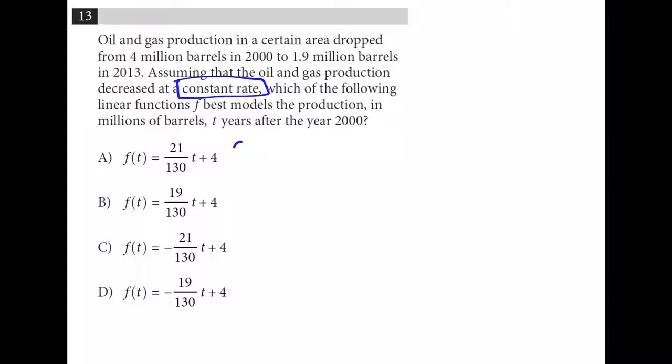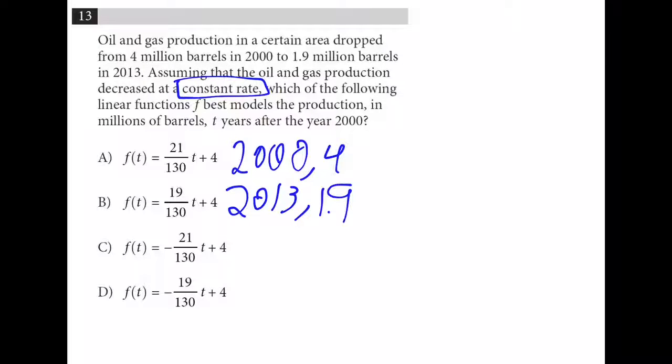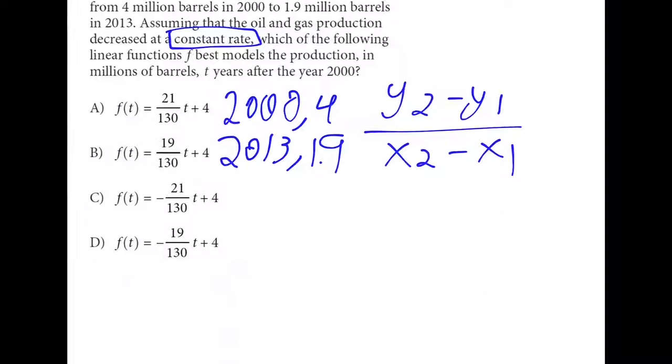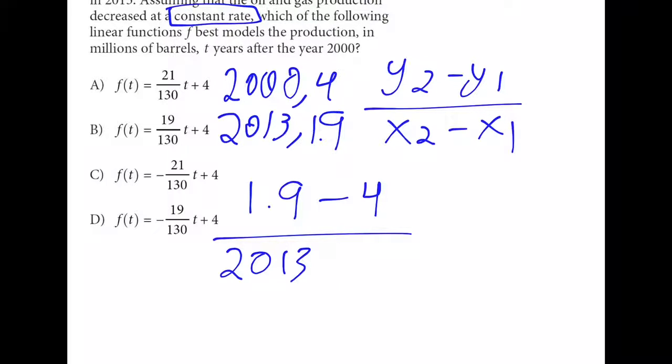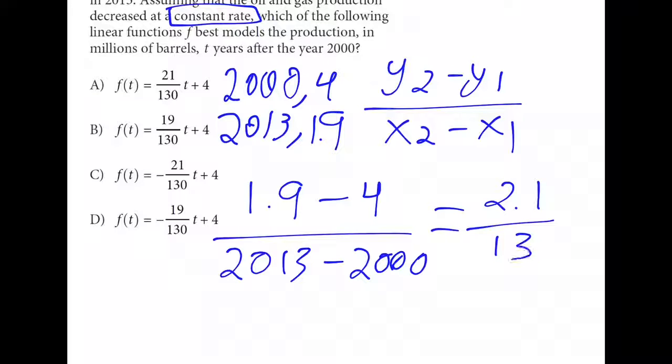If I consider the year 2000 and the number of barrels 4 million as a coordinate, and then I compare that to the year 2013 with 1.9 million barrels, I can use y2 minus y1 over x2 minus x1. Plugging in these numbers gives me 1.9 minus 4 divided by 2013 minus 2000. This gives me 2.1 divided by 13.